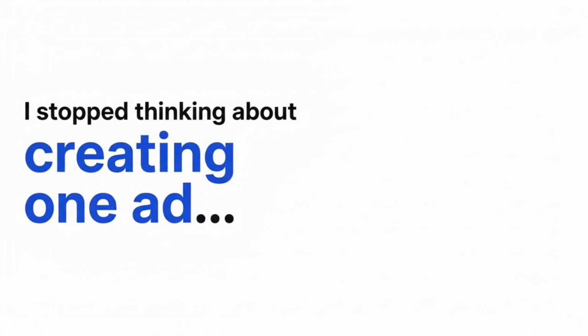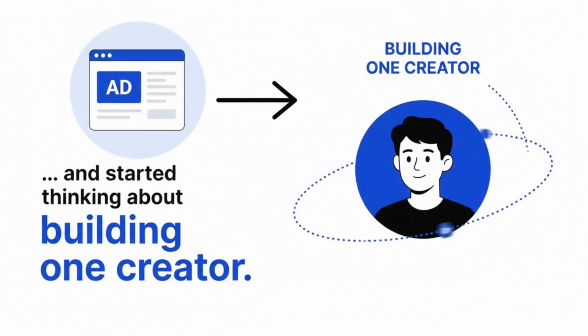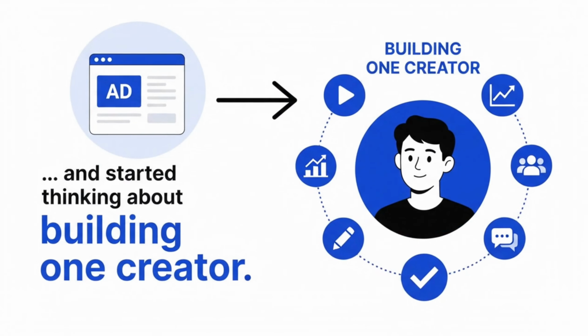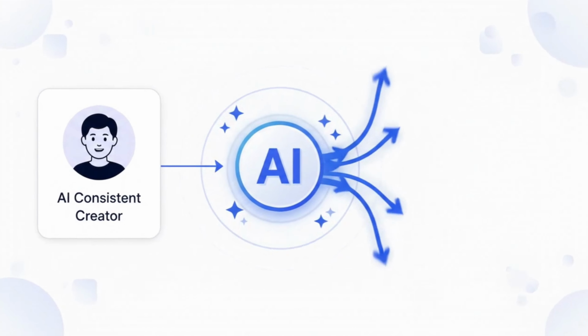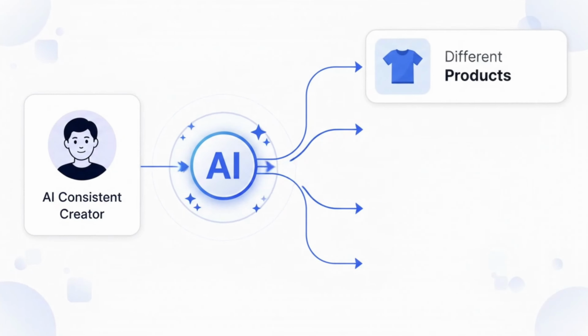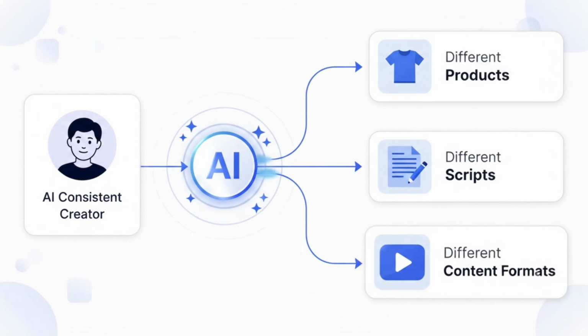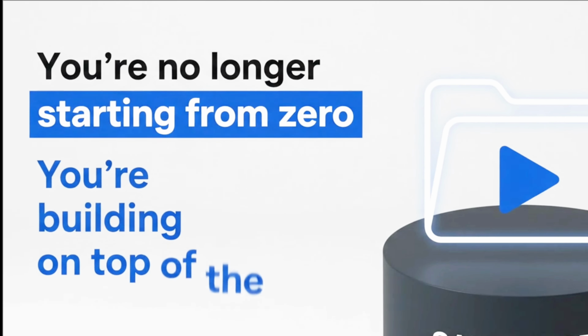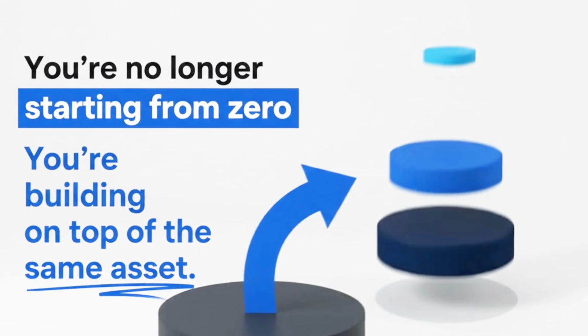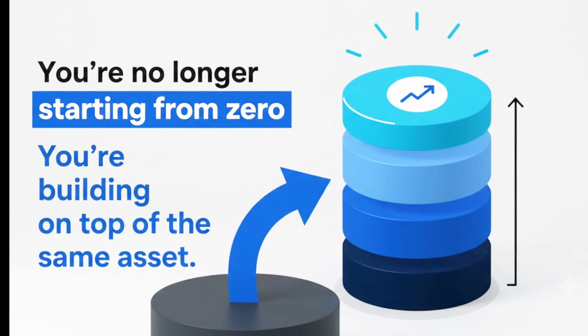I stopped thinking about creating one ad and started thinking about building one creator. Because once you have one consistent AI creator, you can reuse that same person across different products, different campaigns, different scripts, and different content formats. You're no longer starting from zero every time. You're building on top of the same asset. And that's the shift that gives you a bigger advantage.